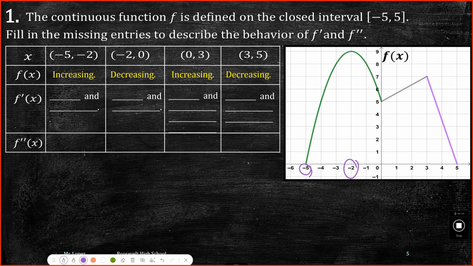So now, f prime of x, from -5 to -2. What are the slopes doing? We're talking about what the slopes are doing. You can see it already. So the slopes are positive, but they are decreasing. Yes, does that make sense? The slopes are positive, but they are decreasing.